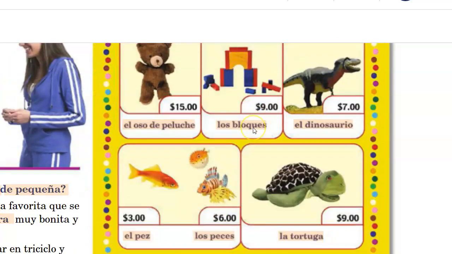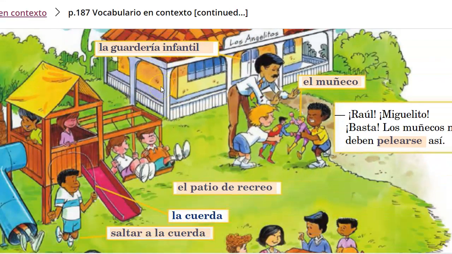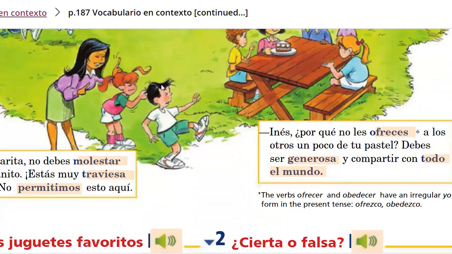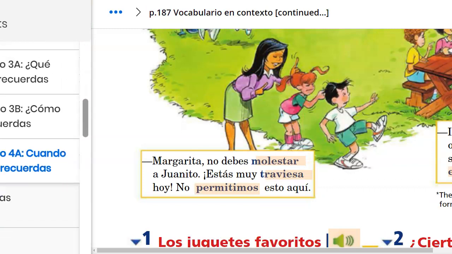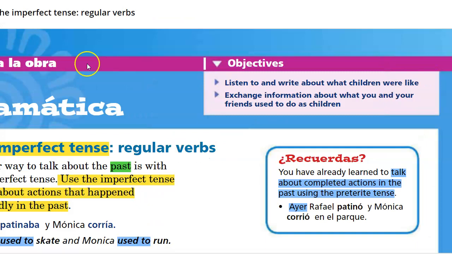Toys, pets, activities that we used to enjoy, places we used to go to when we were a child. That's on page 186 and 187. Fast forwarding to page 194 has the regular AR, ER, and IR endings in the imperfect.